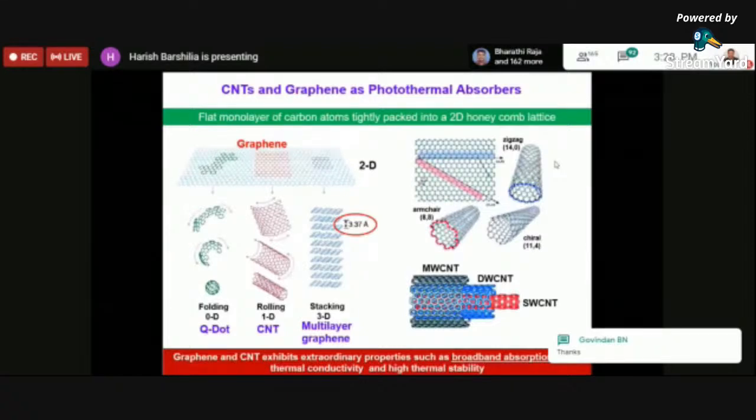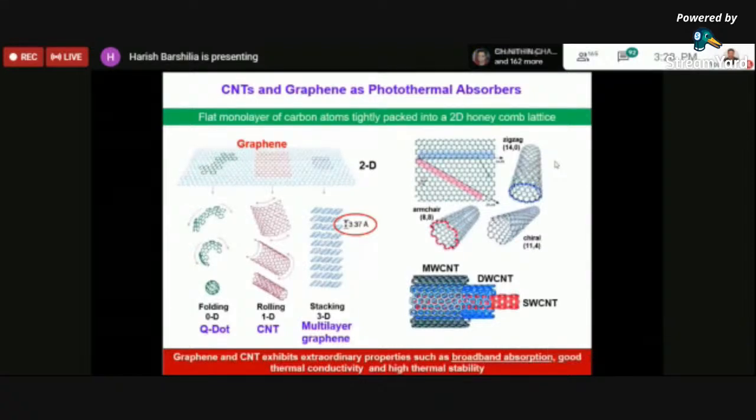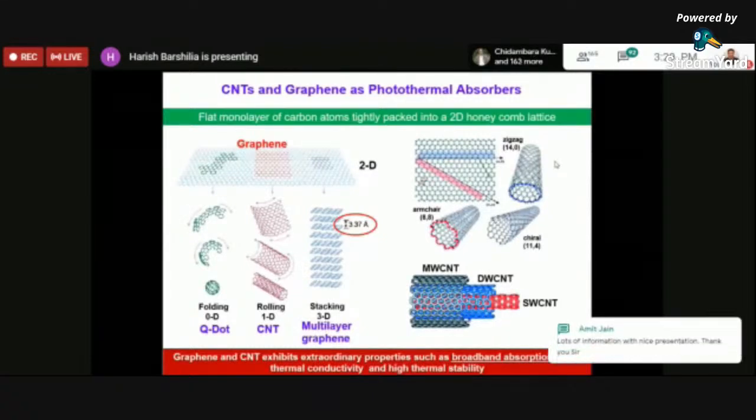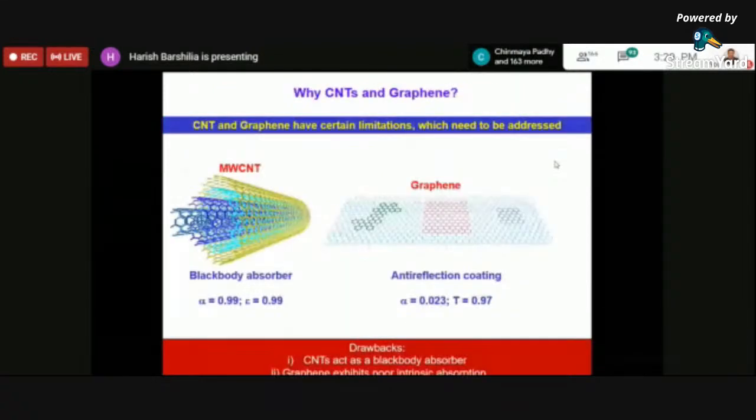In the CNT, we can have single wall CNT, double wall CNT, and multi-wall CNTs. So these are very interesting materials. They have very interesting properties, not only very high electrical conductivity, but also thermal stability, as well as broadband absorption, which I'll just try to cover over here.